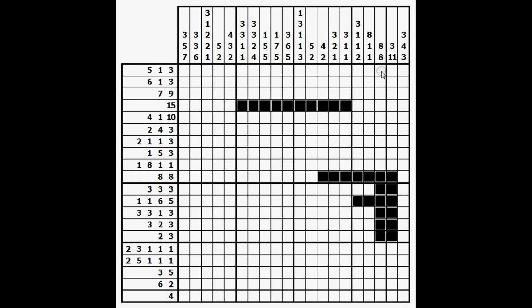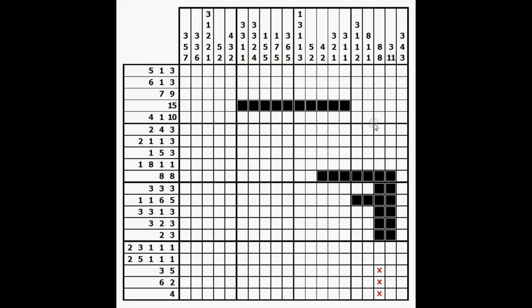Here we have an 8 and an 8. Now if I look here, an 8 can't fit down here. 1, 2, there's only 5 squares. So I know this is part of the 8. So if I count down 1, 2, 3, 4, 5, 6, 7, 8. This is the farthest down it can go. So these have to be X's. All right.